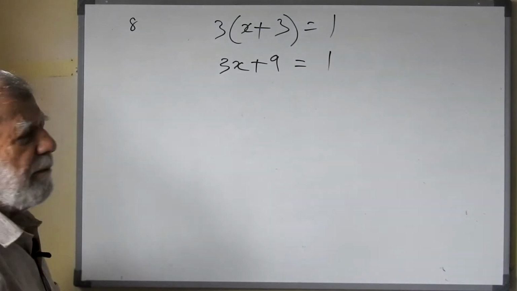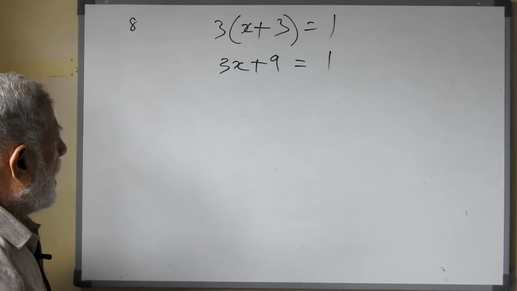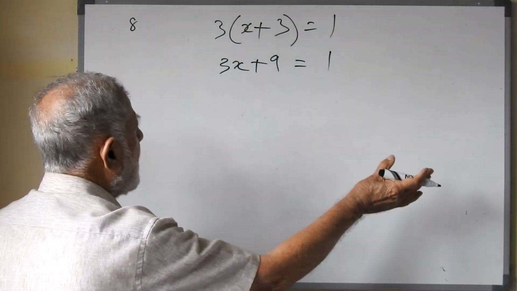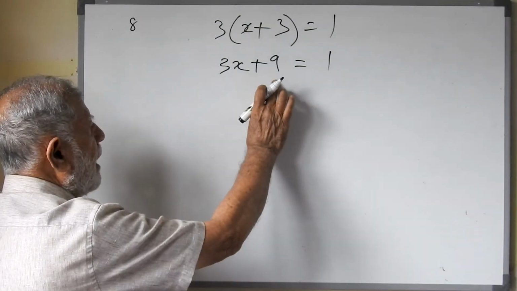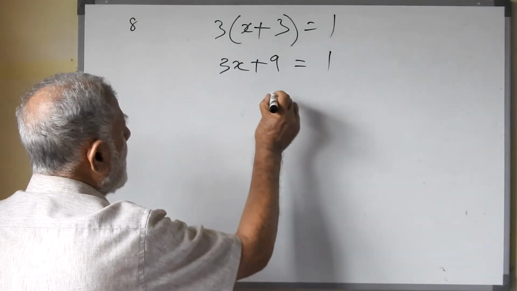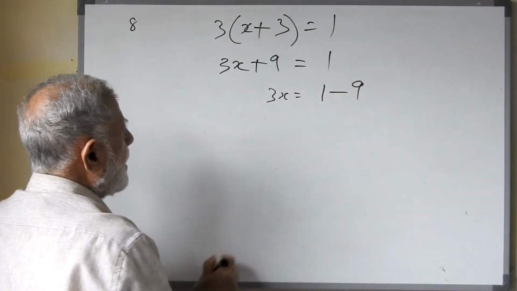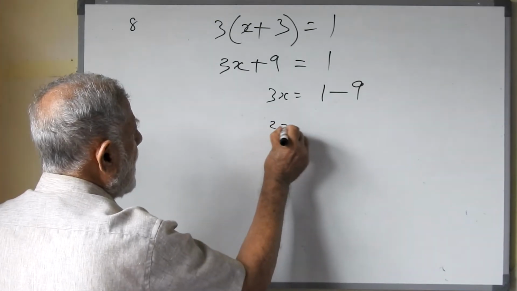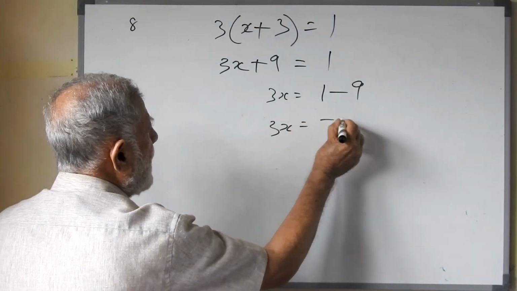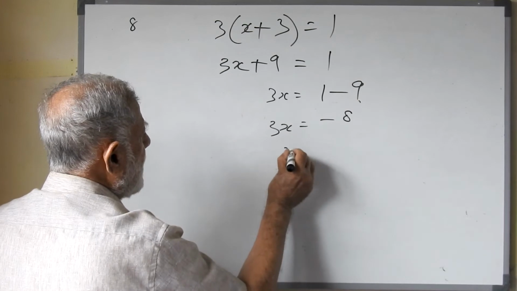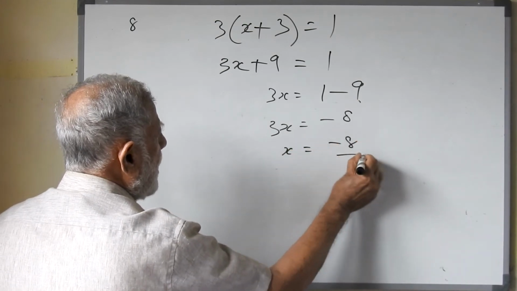So, now what we should do, like in the earlier one, is bring the numbers onto one side, unknowns on one side. Bring the plus 9 onto that side. So, 3x equals 1 minus 9. 3x equals 1 minus 9 equals minus 8. So, x is equal to minus 8 upon 3.